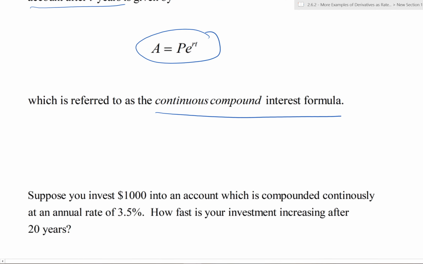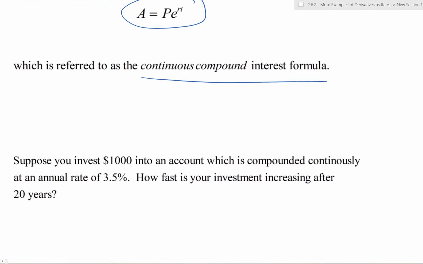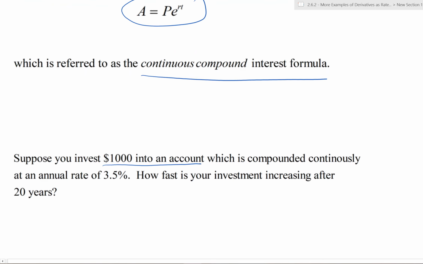So let's just suppose that we invest $1,000 into some account. So that's like my P value there. And it's compounded continuously, meaning it's following the formula above. And we do this with an annual interest rate of 3.5%. Then the question is, how fast is the investment increasing after 20 years? So at that moment in time, 20 years since I invested this $1,000 at this rate, compounded continuously, how much more money am I getting per year, if you will? Well, that is just our derivative again.